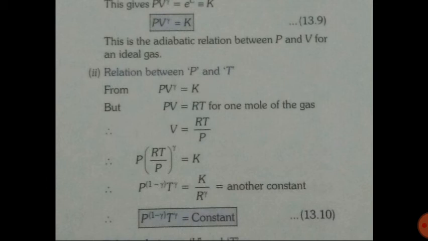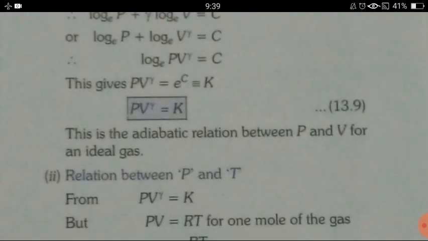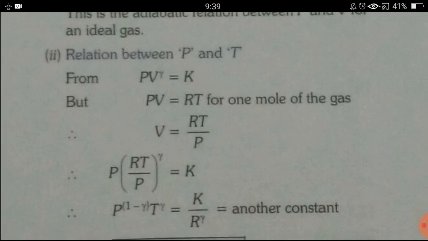In our previous lecture, we were discussing the adiabatic process, and we were studying the relationship between different thermodynamic variables. We derived the relationship between pressure and volume, and we got this relationship: P into V to the power gamma equals K, where gamma is the ratio between Cp and Cv. Now today we will discuss the relationship between P and T.